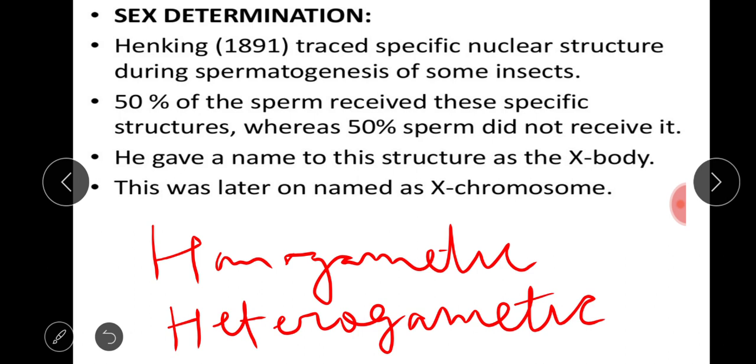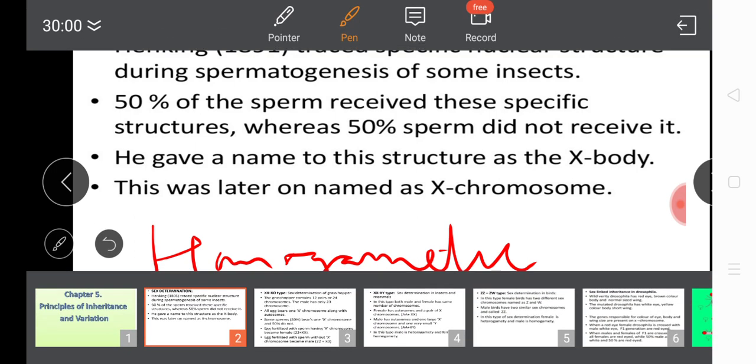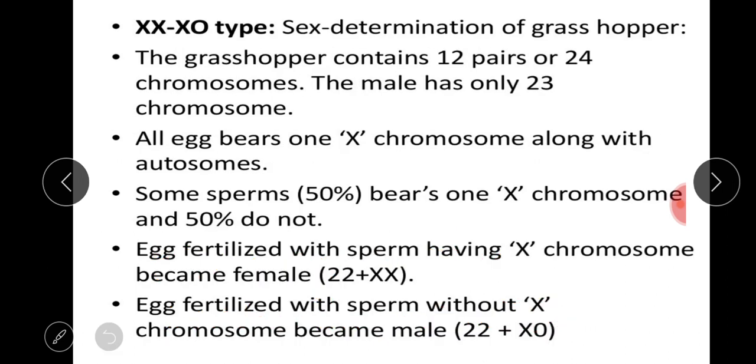There are various types of sex determination mechanism observed in various organisms, like male heterogamety. The mechanism in which male produces two different types of gametes is called male heterogamety, either with or without X chromosome. Some gametes with X chromosome and some gametes without X chromosome.